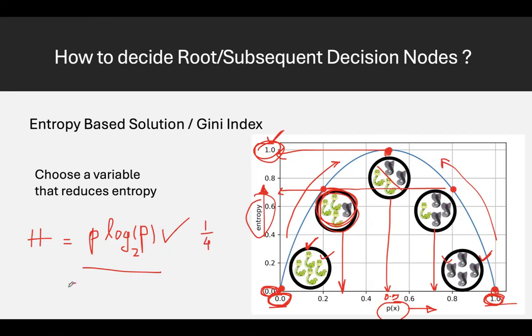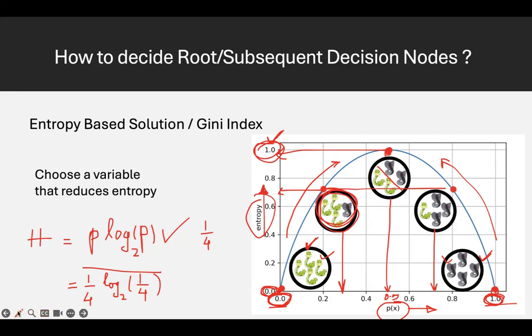And what would be the entropy? The entropy will be 1 over 4 log to the base 2 of 1 over 4. And if I calculate this, you can find out the level of entropy that comes out. It's a very easy calculation, not difficult. I hope this is clear, how to calculate entropy if probability is given to you.